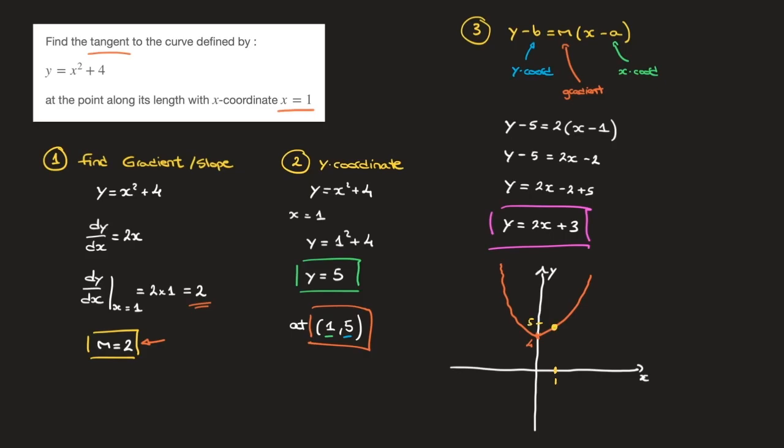And the tangent would look something like this. And there we have it. That's y equals 2x plus 3. And there we go. Those are the three steps we can follow to find the equation of a tangent to a curve using differentiation. And that's it for this tutorial.